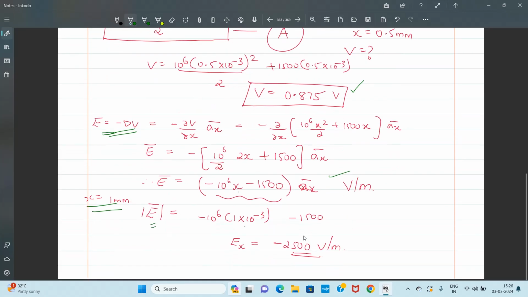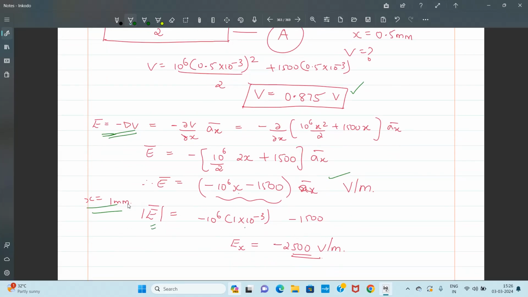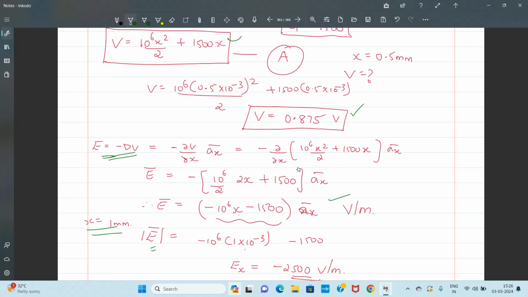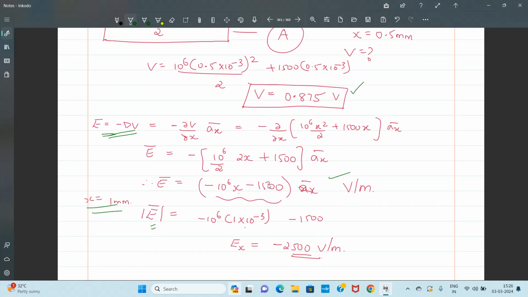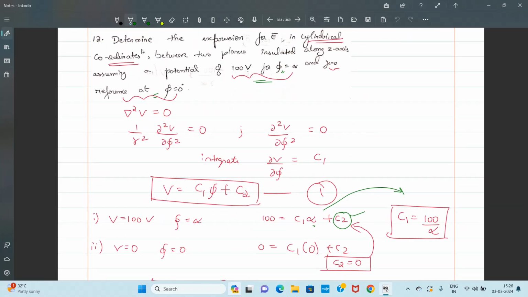Since they're asking you to find it for one particular value of x, that is 1 millimeter, you replace x by 1 millimeter. Find the answer for E x. Okay. So you can just pause the video or reduce the speed and check each step of how it is done. It's a very simple problem. Okay. So we'll move on to the next question.